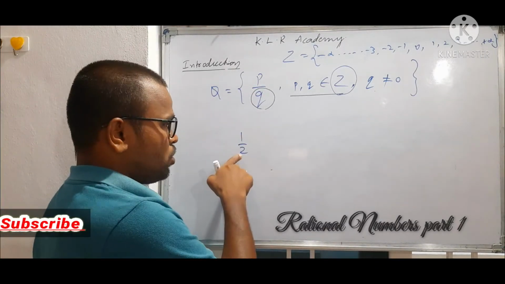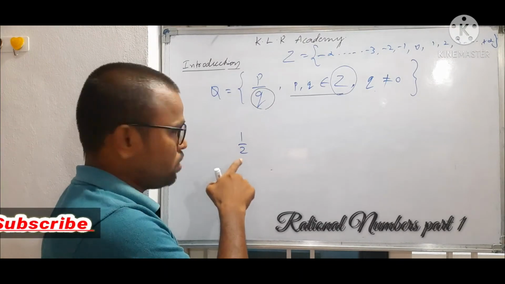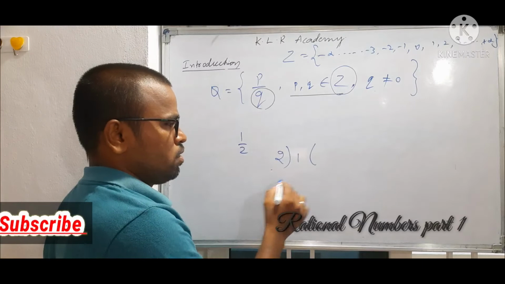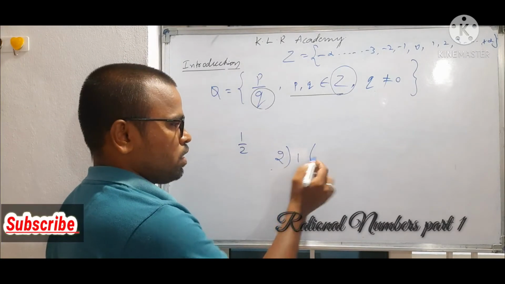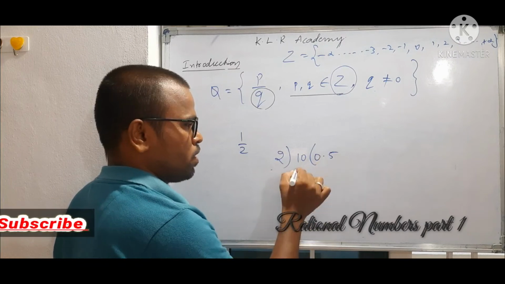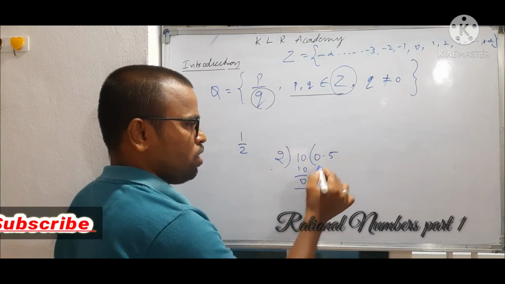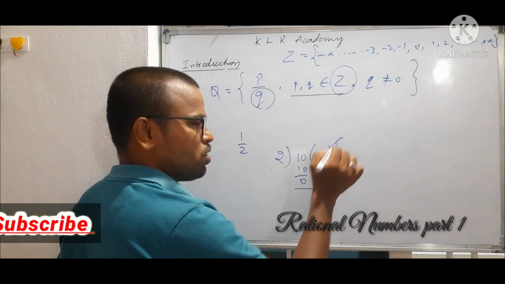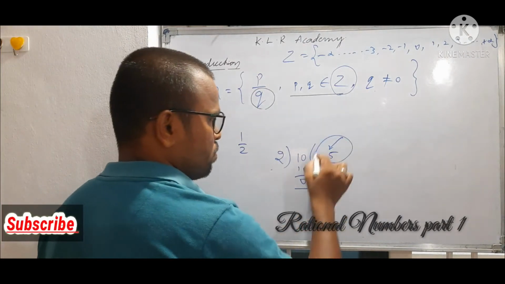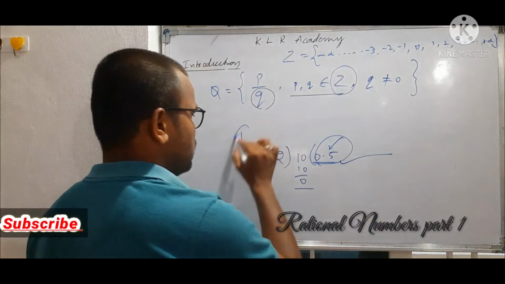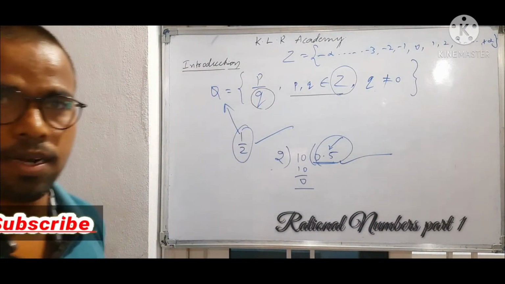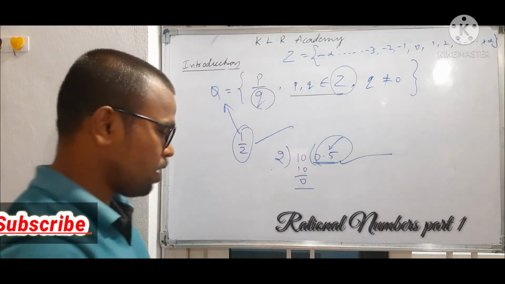1 by 2 means 2 is dividing 1. Take 0.25, remainder 0. So here, are you getting a quotient? Yes, we are getting a quotient. As we are getting a quotient, this number belongs to rational numbers. Let me take one more example.